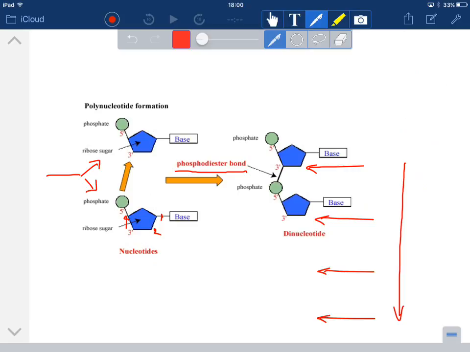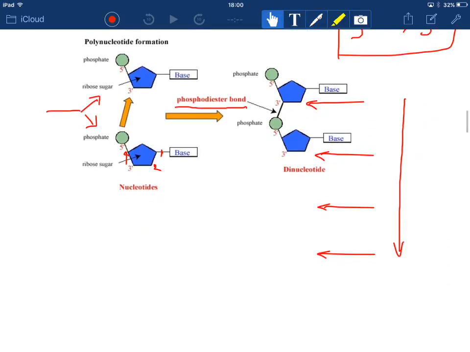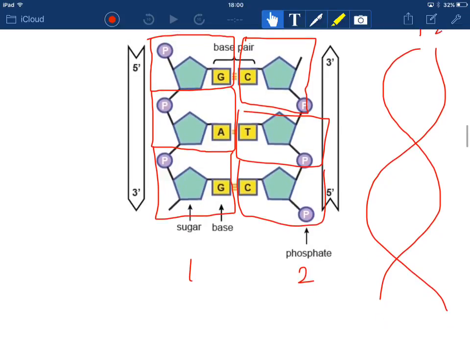This is really important because DNA replication or messenger RNA transcription that we're going to learn always travels in a 5' to 3' direction. There is always a replication where nucleotides are added in this direction, which we need to remember. So that is how polynucleotides form from individual nucleotides.